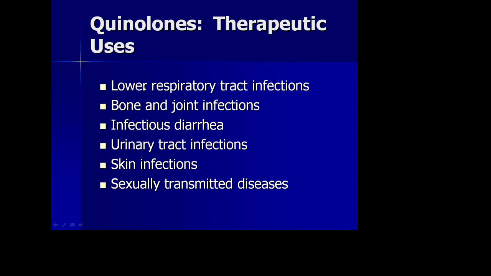Next is lower respiratory tract infection. It is used in lower tract infections and bone and joint infections. These are all therapeutic uses of this class of antibiotic. In case of UTI, skin infection, and sexually transmitted diseases like gonorrhea and syphilis, okay, it is used for those infections.